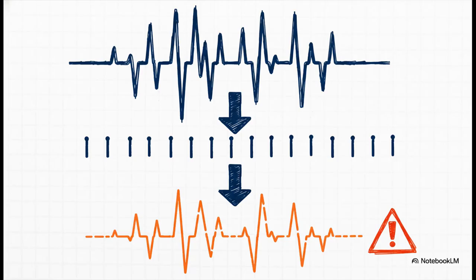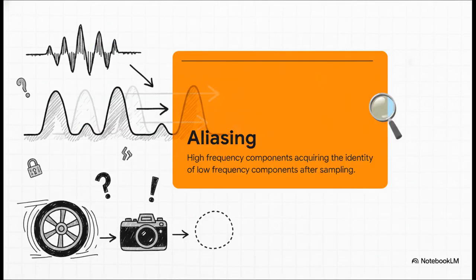And this is where the drama starts. What if our camera, our sampler, just isn't fast enough to catch all that detail? What happens if we don't take those snapshots frequently enough? Well, that's when we get aliasing, the perfect crime. A high-frequency part of our signal basically puts on a disguise and pretends to be a low-frequency signal.